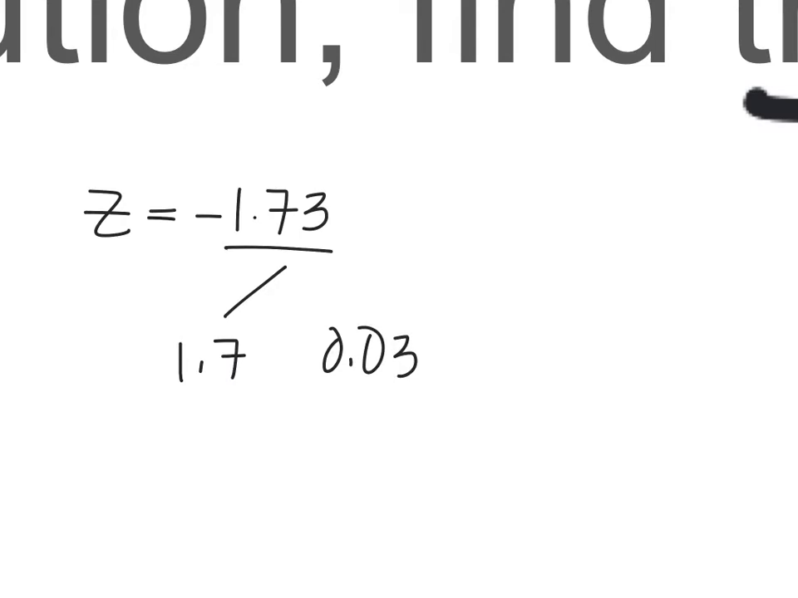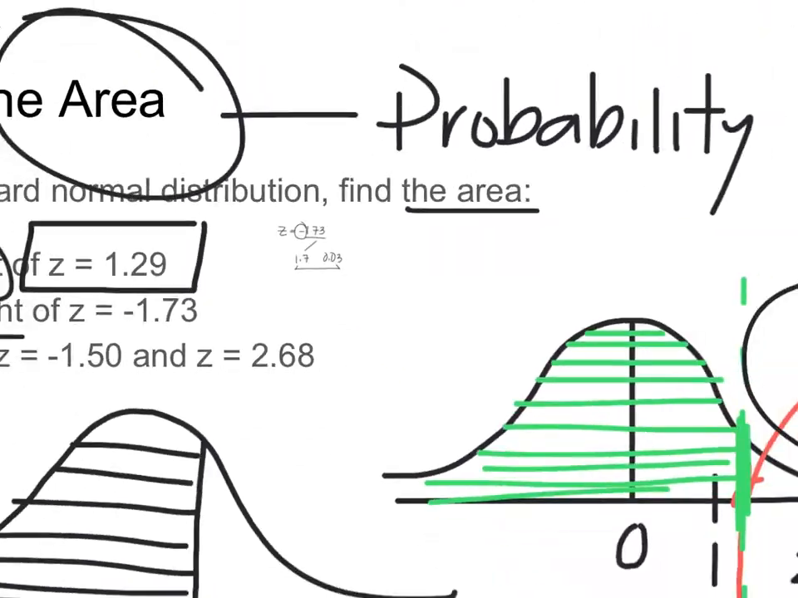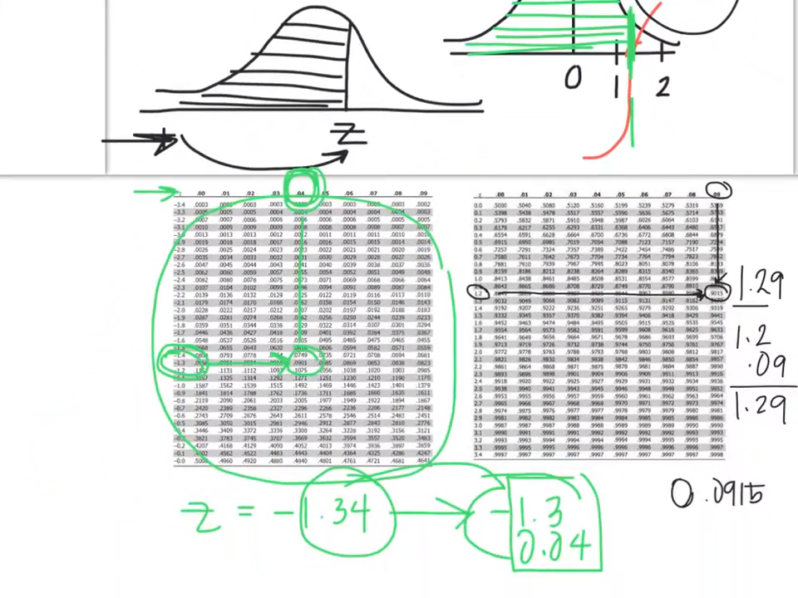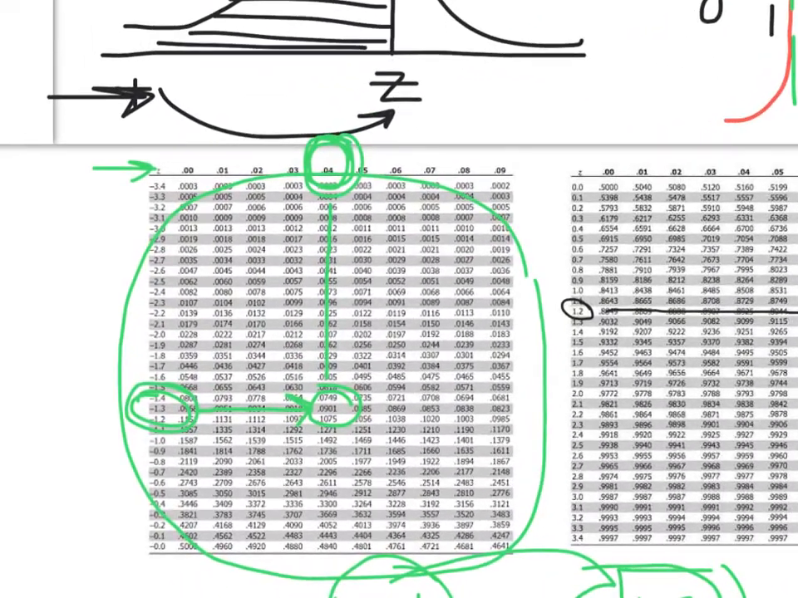If z is equal to negative 1.73, you have to break this number into 1.7 and 0.03. Again, these two numbers are positive, because you were just breaking the numbers. So 1.7 and 0.03 is 1.73. And because this is a negative number, the table that we have to use is the table that contains all the negative z values.